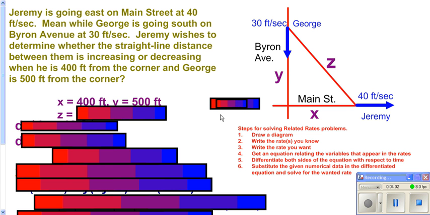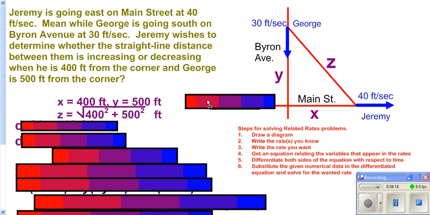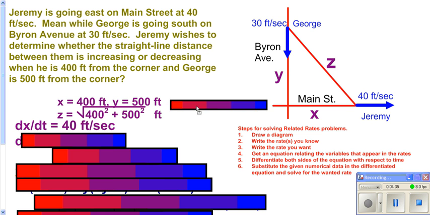But prior to our very end, we don't want to actually plug those in for x and y. Now, if you did want to figure out z in the situation where x was 400 and y was 500, you could use your Pythagorean theorem. We'll need that later. We don't need it now. But you'll notice up above here, you're looking at the person on Main Street. Their rate, their velocity is 40 feet per second. It's increasing, so it's positive. So that's the derivative of your x with respect to t.